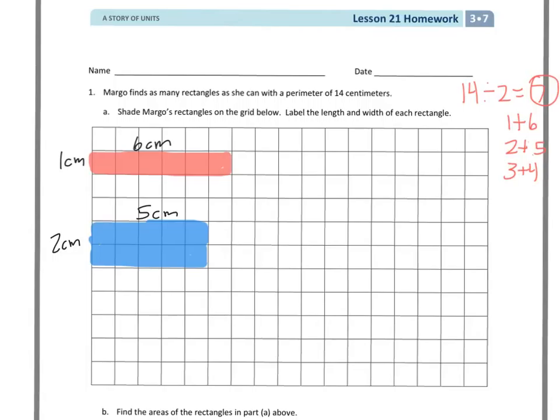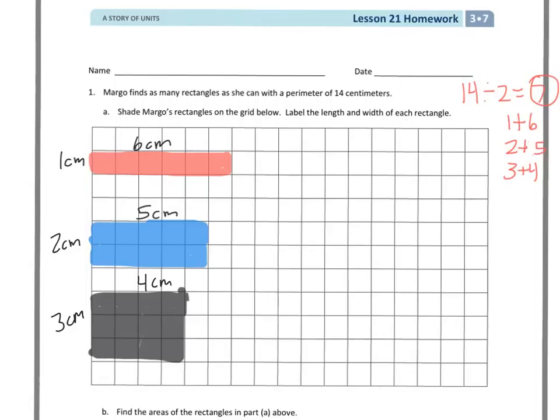And then my last one will be a 3 by 4. So I'm going to come out 4, which is right here. And I can come down 3. And I'll label those 3 centimeters and 4 centimeters.